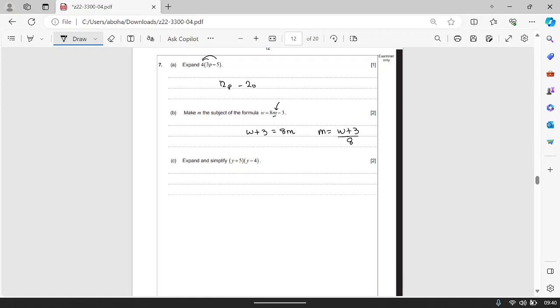Then expand and simplify. Y times y is y squared. Y times -4 is -4y. 5 times y is plus 5y. And 5 times -4 is -20. So y squared -4 plus 5 is plus y minus 20. And there's your answer there. Okay.